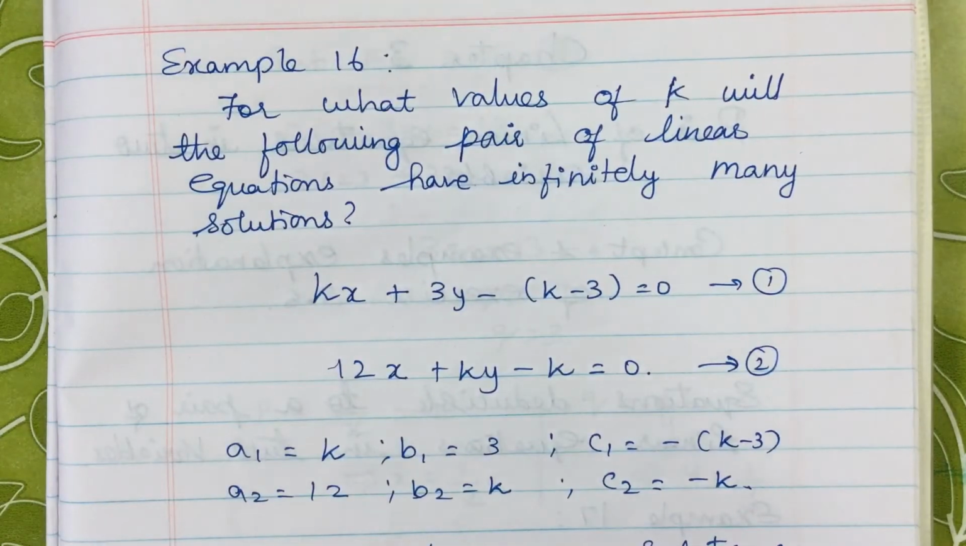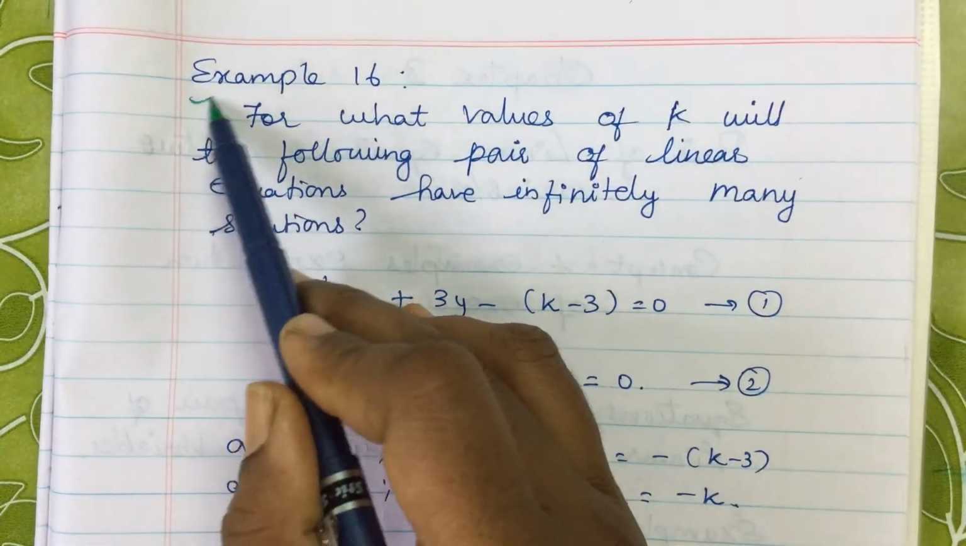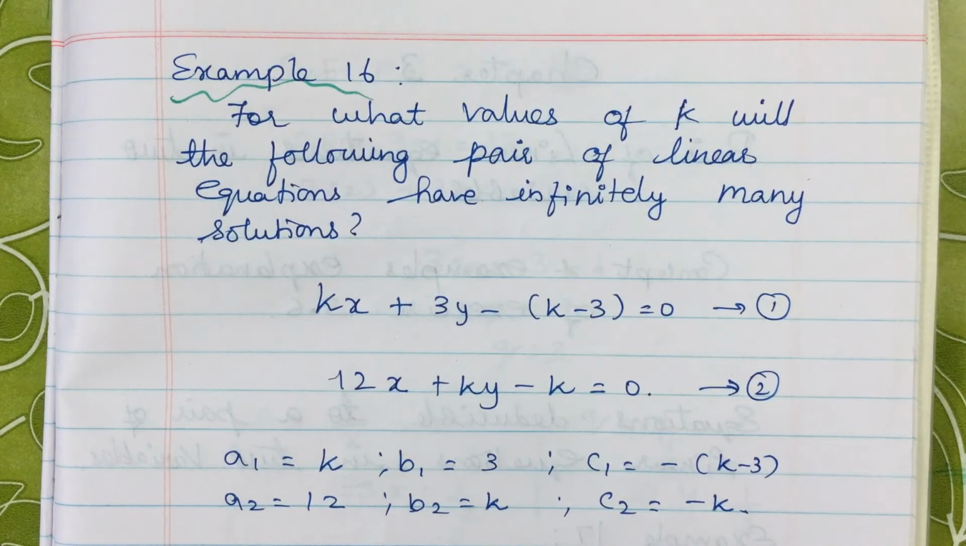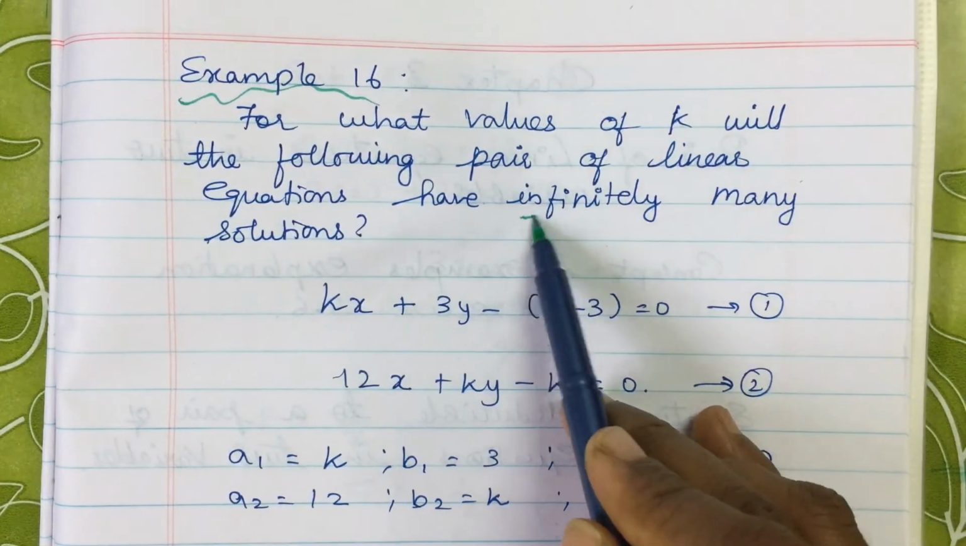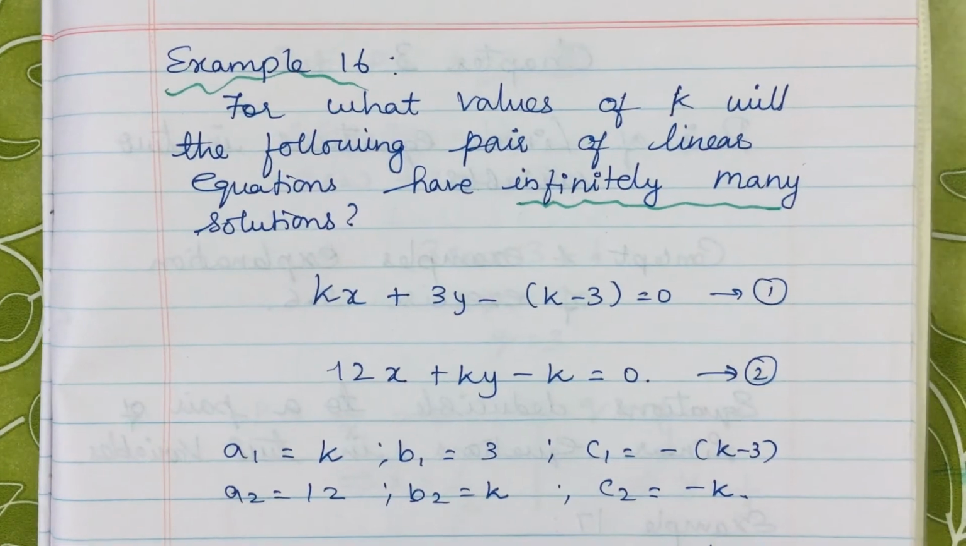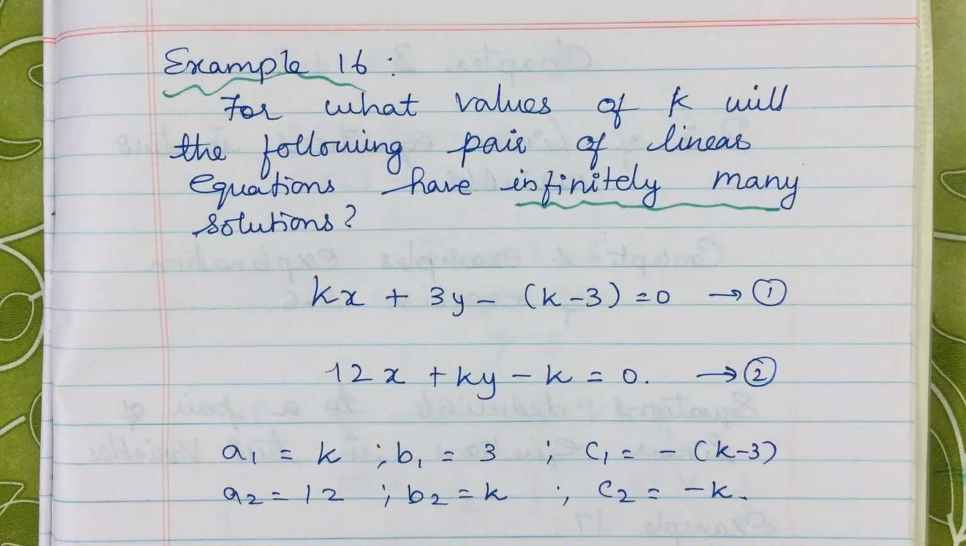Right? Coming to example 16. For what values of k will the following pair of linear equations have infinitely many solutions? Whenever you hear the words infinitely many solutions, unique solution, or no solution, you should bring the conditions to mind. So what is the condition for infinitely many solutions? a1 by a2 equal to b1 by b2 equal to c1 by c2.